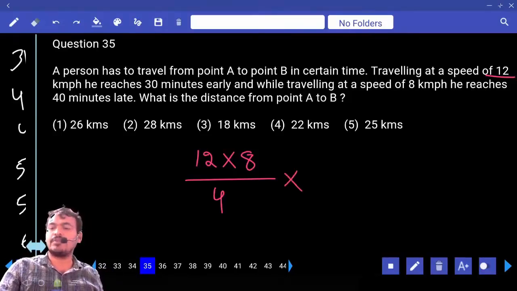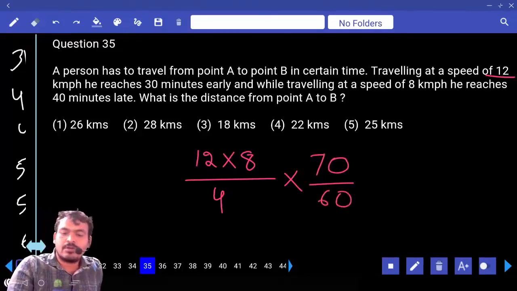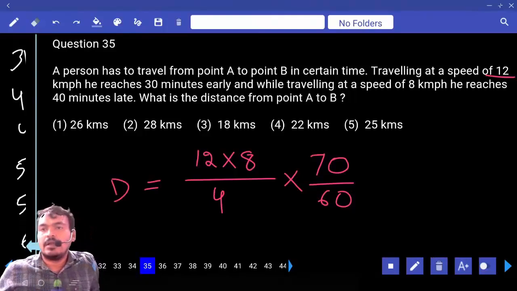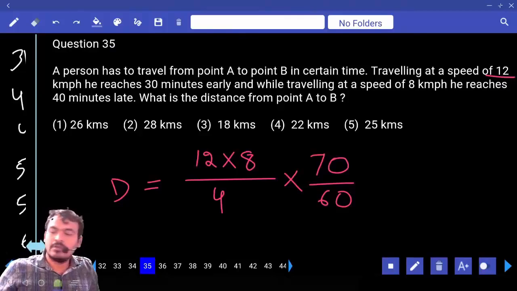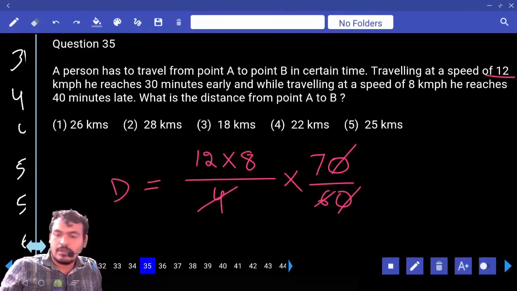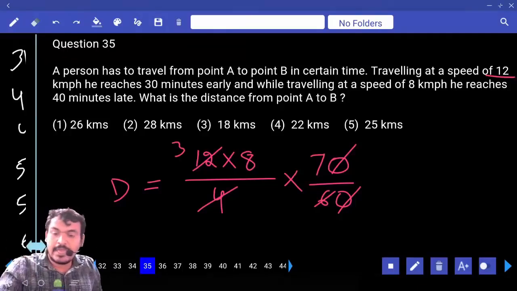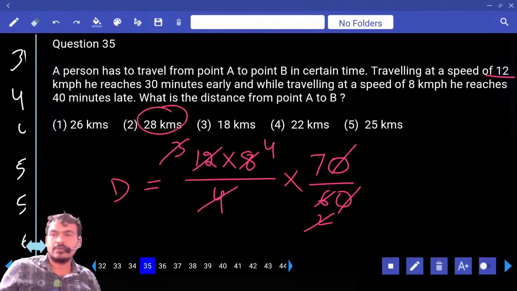What is the difference of these speeds? 4. What is the time difference? 70 minutes, 70 by 60. It is equal to which one? Distance. Product of these speeds by difference of these speeds into time difference. Zeros cancel. 4 into 6, 24. But 4 how many times in 12? 3 times. Again 3 how many times here? 2 times. 2 again here, 4. 4 sevens are 28.